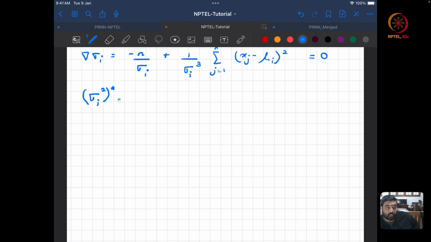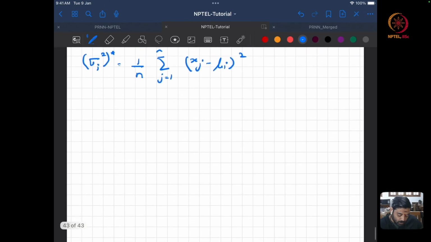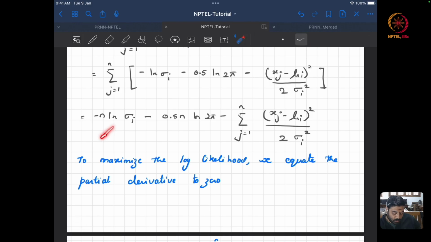Okay. Now see, sigma i square is what you are evaluating. This is 1 over n summation j equals 1 to n (xj minus mu i) whole square. So this is one, and then you take the partial derivative with respect to mu i. Now when you do so, what will happen? This is independent of mu, this is independent of mu. Now this will go off.